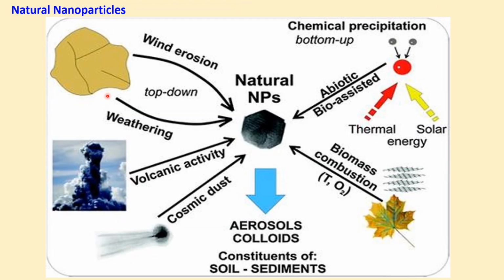Natural nanoparticles can be obtained from the big scale to the lower scale. Suppose wind erosion, weathering, volcanic activities or dust particles can make some natural nanoparticles. And also from the lower scale, when there is thermal energy, solar energy or biomass combustion, we can get some kind of smoke or particles in the air, and these natural nanoparticles are always in our atmosphere or environment.